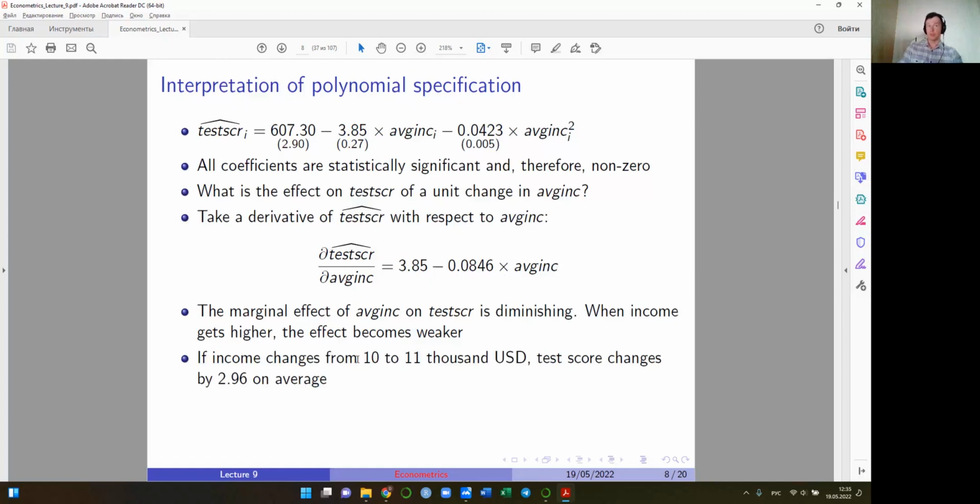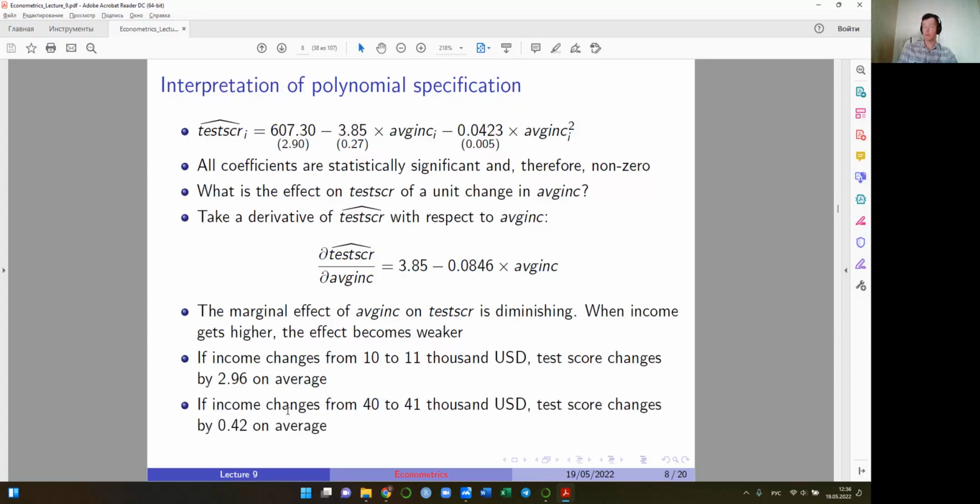So, for example, if income changes from 10 to 11, in thousands of USD, this is very simple. You take 10, you plug it here, you calculate the test score, and then you take 11, plug it here, and calculate the test score and calculate the difference. This is very simple. I guess no need to put this on slides. So the test score changes by 296 on average. Well, this is an effect when a district gets wealthier here.